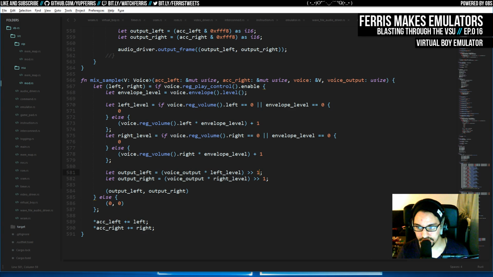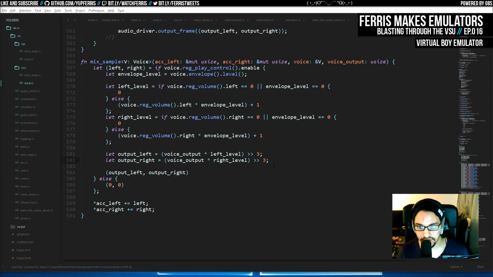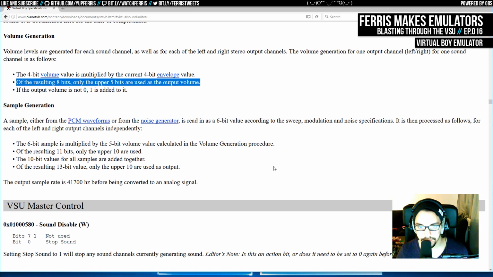I'm pretty sure this is supposed to be shift right by 3. I might have been messing around with that to try and get this down, because then we'll end up with a 5-bit value coming out of this.